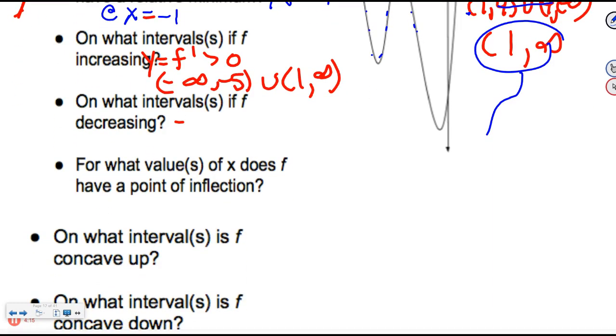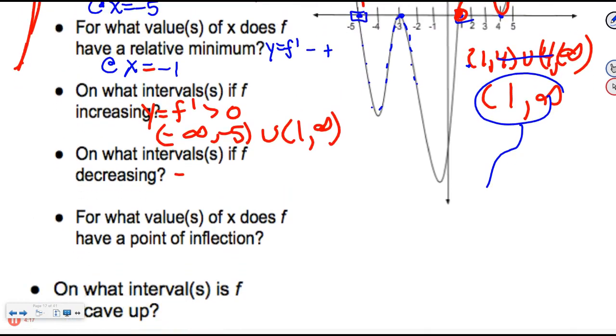What intervals is f decreasing? Similarly, that'd be anywhere where f prime, which is my y's, is less than 0.